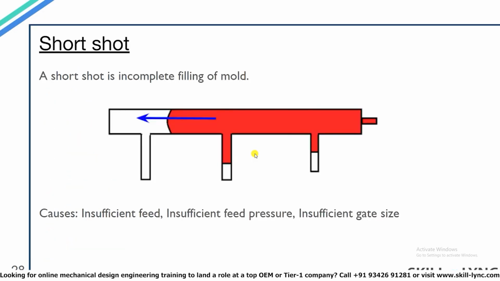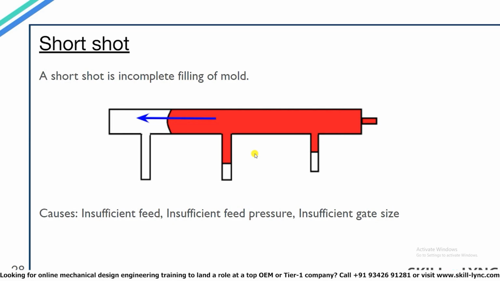The first one we are looking at is the short shot. Now to acquire a component with correct dimensions, the molten material must completely fill the cavity region. But in some cases this does not happen. In the diagram you can see that there are some regions where the flow of material did not take place. So what you see here is the short shot. A short shot is the incomplete filling of the mold cavity which results in the production of an incomplete part.